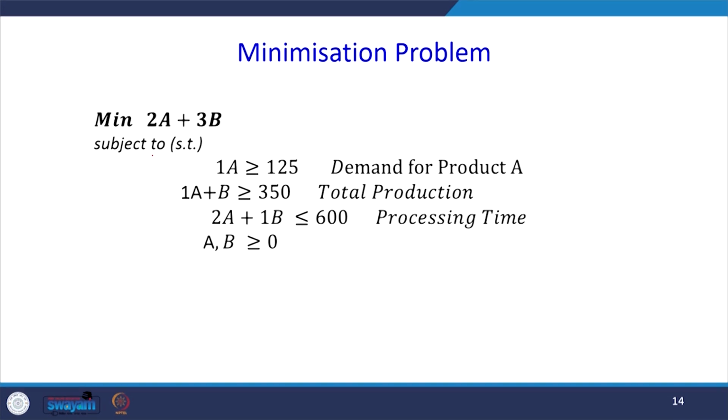So, minimization of cost: 2A plus 3B. For demand, product A should be greater than or equal to 125, and the total production constraint. So, A plus B should be greater than or equal to 350. Then there is a processing time limitation. So, 2A plus 1B less than or equal to 600, A and B are greater than or equal to 0. So, this is an example of a minimization problem.